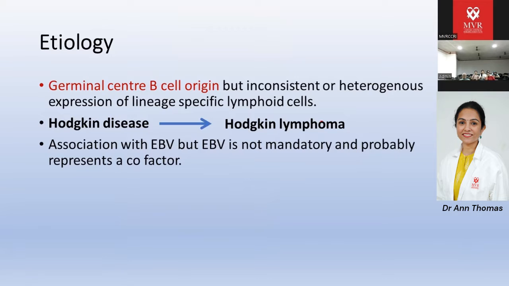Now, a small slide about the etiology of Hodgkin lymphoma. So basically, what is this lymphoma? It is basically a B cell lymphoma. The cells said to be malignant in Hodgkin lymphoma are the Reed-Sternberg cells, which are supposed to be of germinal center B cell origin. But the difference is that the lineage expression of this Reed-Sternberg cell is inconsistent or heterogeneous. So when we say it's of B cell origin, what do we expect the cells to be positive for?